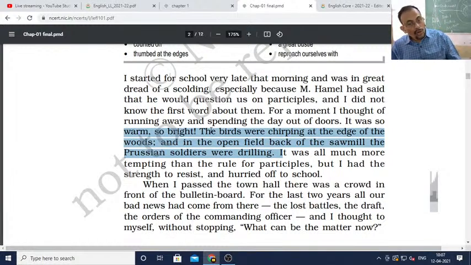So, as it was already late, Franz had something in his mind. He thought of bunking the class on that day. He thought of bunking the class and spending time in the lap of nature, in the company of the birds and the trees and all that. Okay, and of course, Prussian soldiers, the German soldiers were also drilling outside. So he thought of catching a glimpse of all these outside beauties instead of attending class. Initially, he thought like this.